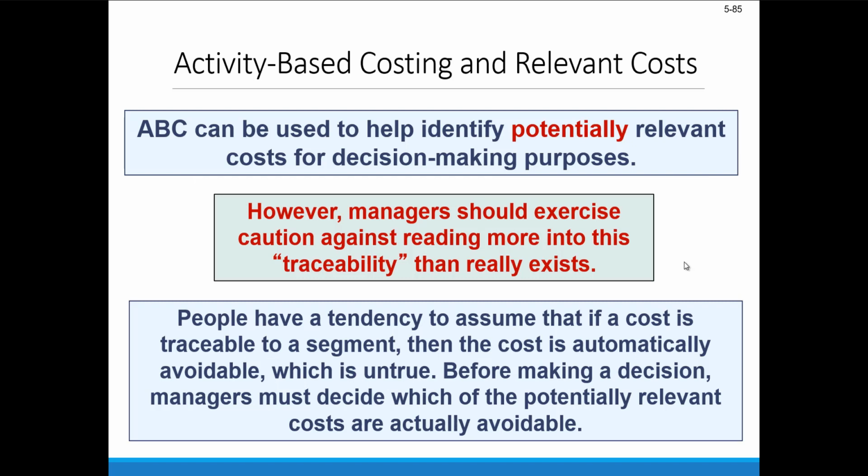Now, making a connection back to our Chapter 7 material, activity-based costing can be used to help identify some potentially relevant costs for decision-making purposes. But managers really need to be careful here and caution against reading more into this traceability than really exists. There is a pretty natural tendency to assume that if a cost is traceable, that it's automatically avoidable, which is not true. We cannot unequivocally say that traceable costs are avoidable. So before making a decision, we have to figure out which of the potentially relevant costs are actually avoidable. So just a closing caveat there, for us to make sure we're aware of.